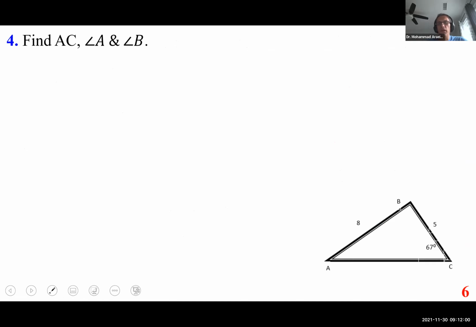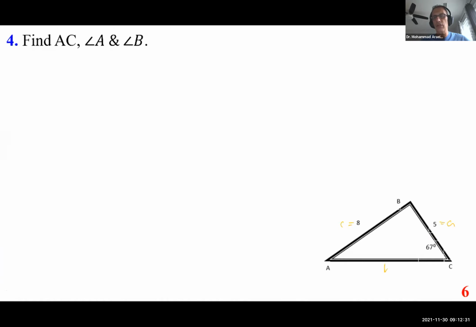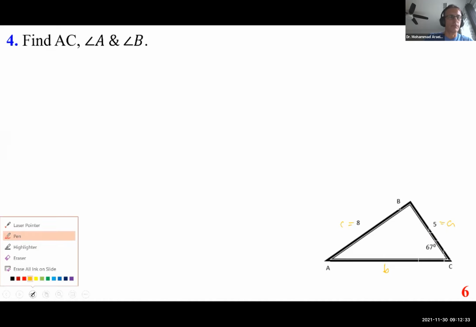We are given the following, where one side is 8, another side is 5, and this angle is 67 degrees. In a sense, we're going to solve the triangle by finding all missing pieces. So again, bear in mind, if we were to put, this is capital A, so this is lowercase a. This is capital C, this is lowercase c, and this is lowercase p, as an example.